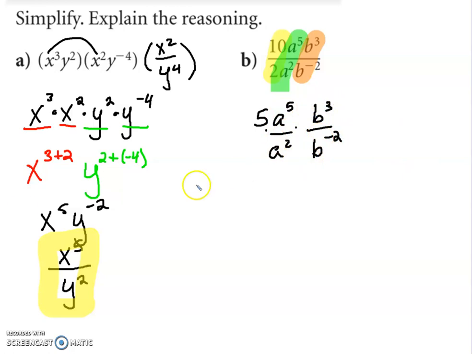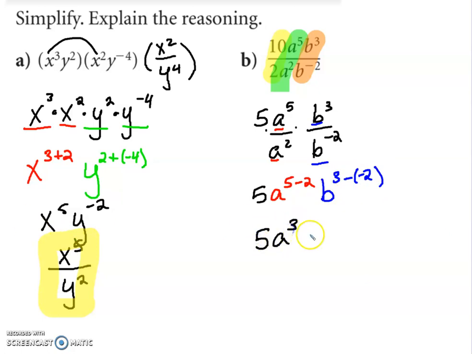So when we are dividing values that have the same base, like a and b, we actually are subtracting the exponents. So again, that 5 remains, and this is going to become a to the 5 minus 2. And this will become b to the 3 minus negative 2. So we will end up with 5, a to the 3, b to the 5. And at this point, that is as simplified as it can get. So this would be our final solution.